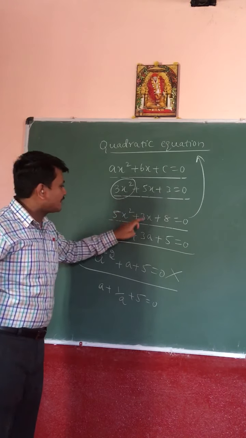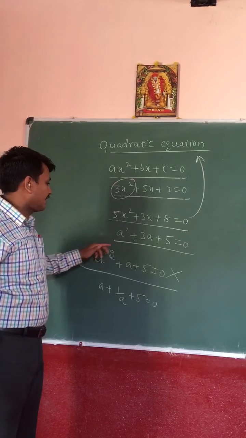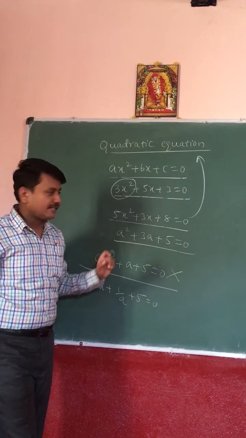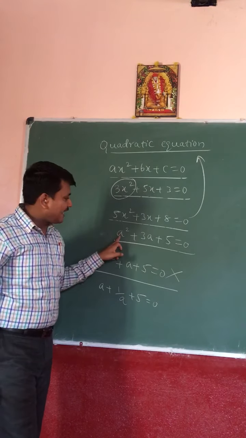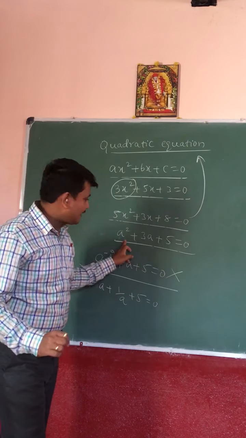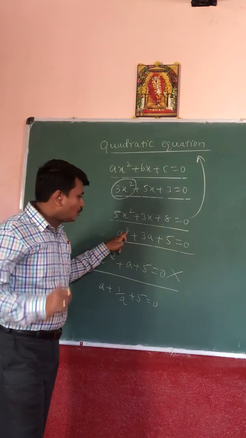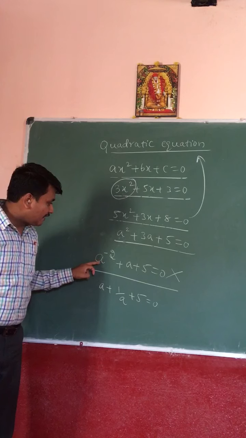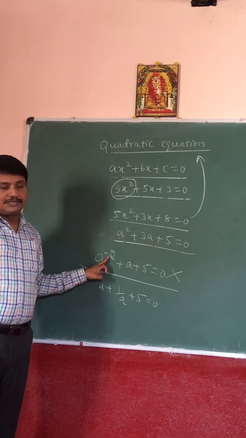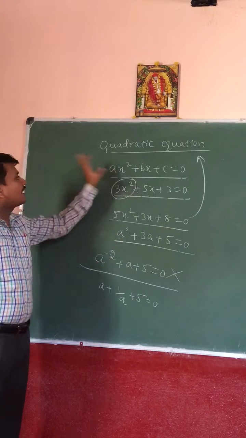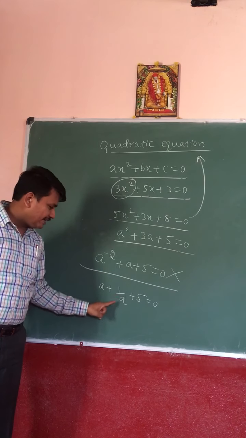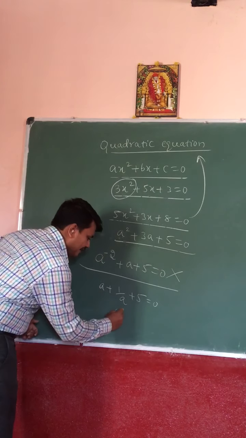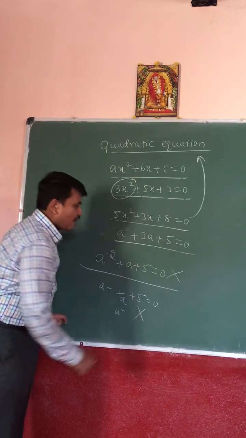See here, 5x square plus 3x plus 8 is also an example of a quadratic equation. A square plus 3a plus 5 is equal to 0 is also an example. Here because we have a square, on both sides we have a as the variable and the degree of the variable is 2, so it is called a quadratic equation. One thing we need to keep in mind: the power should not be negative. If the power is negative, then it is not a quadratic equation. And if the variable is in the denominator, then it is not a quadratic equation. If you take it up also, the power will be minus 1, so it is not a quadratic equation.